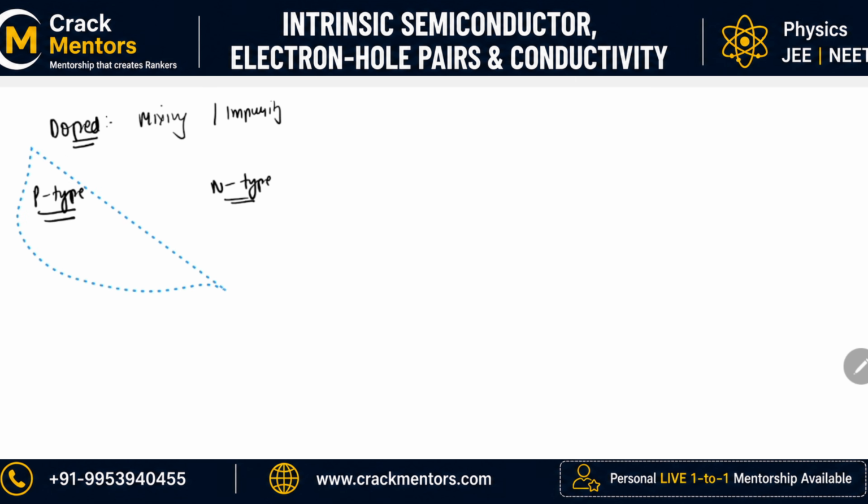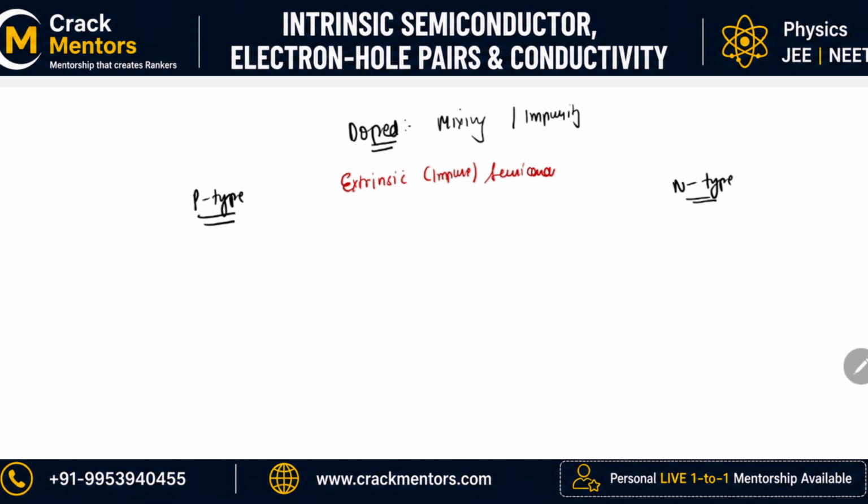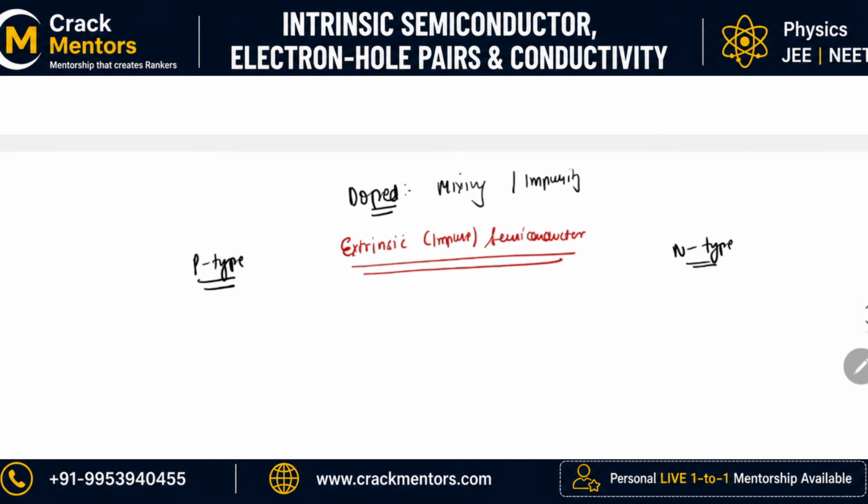Let us discuss more about this. I have two kinds of semiconductor, the N type semiconductor and the P type semiconductor. Remember that these are extrinsic, or you can say impure, semiconductors. This is something you are required to know very carefully, that these are extrinsic or impure semiconductors. Let us discuss more about this.